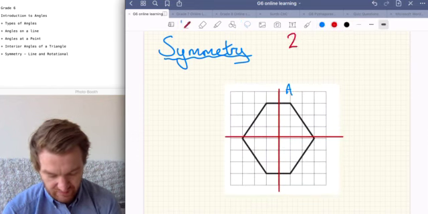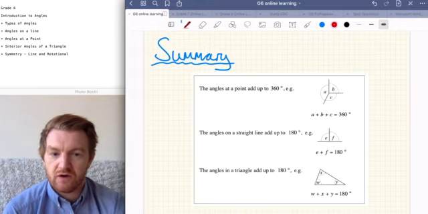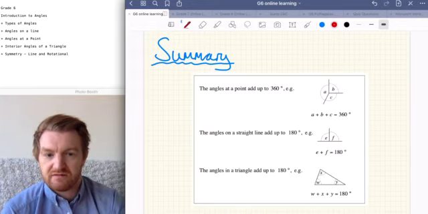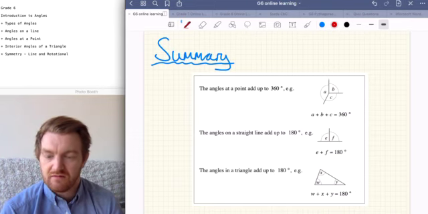So that's symmetry. Let's finally just recap the angles things. 3 things you've looked at today. We've got angles at a point, that's a whole turn. Angles in a straight line, that's a half turn. And a triangle adds up to a half turn. Use these facts to help you and see how you get on today.